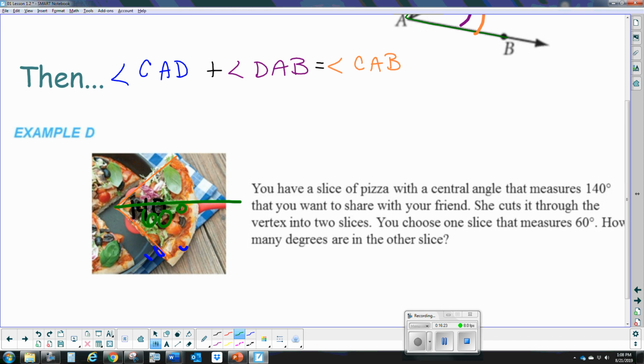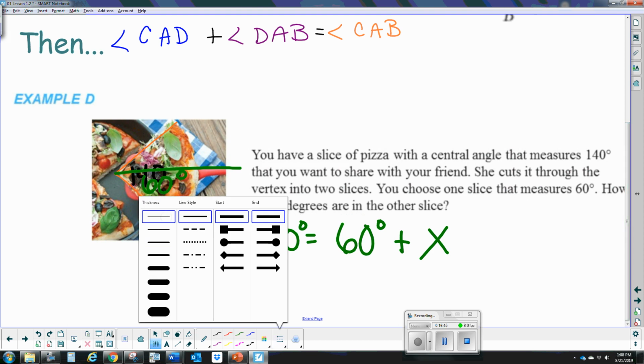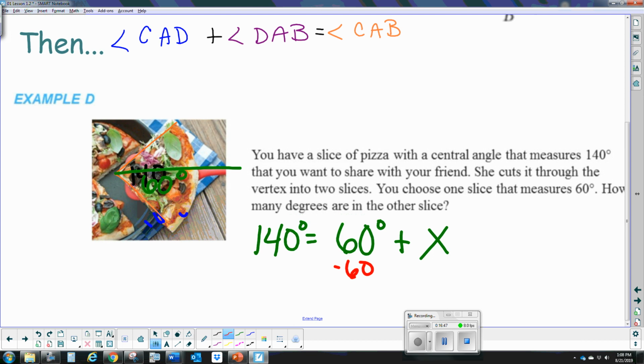So let's look at the whole thing. 140 degrees is equal to the 60 degree slice that you chose plus, we'll just call it X, the X degree slice that your friend chose. So we're going to just use algebra to solve. And to use algebra, we subtract the same value from both sides. And we get 80 degrees is equal to X. Therefore, the slice of pizza that your friend chose measures 80 degrees.